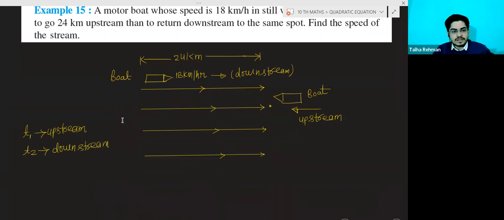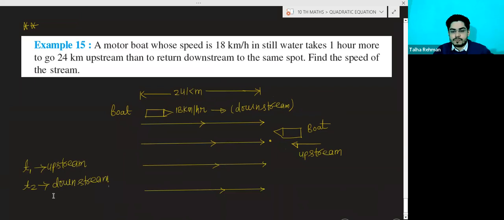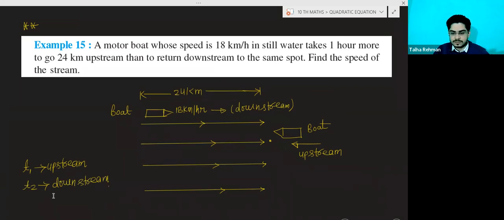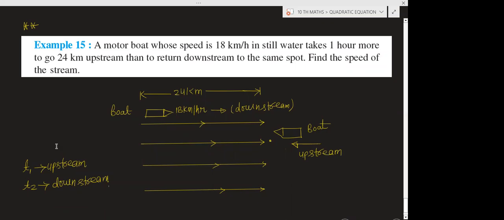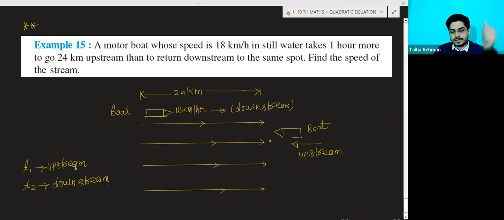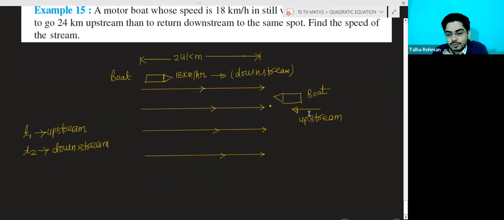So Azaan, can you tell me which time will be greater, T1 or T2? They are covering the same distance. The T1 will be greater. Very good. T1 will be greater because the boat has to move in the opposite direction of the flow of water, or you can say there will be some resistance due to the water. So the net speed of the boat becomes less. Is it or not?